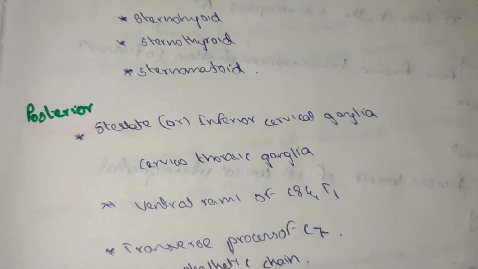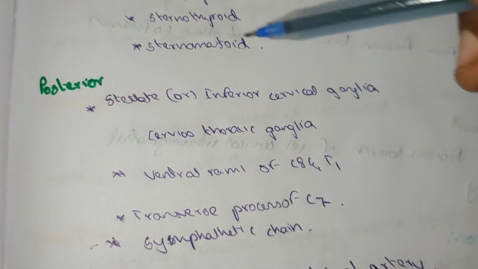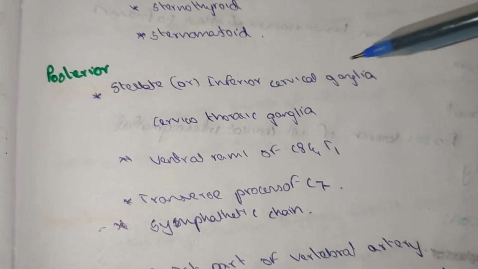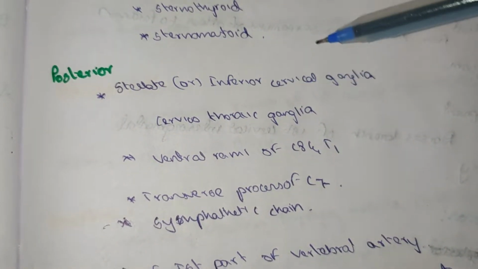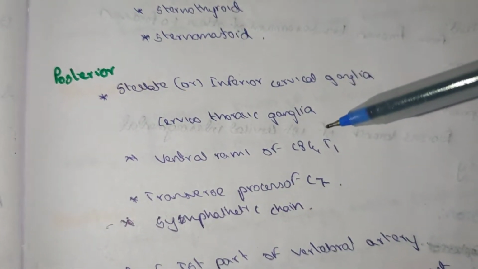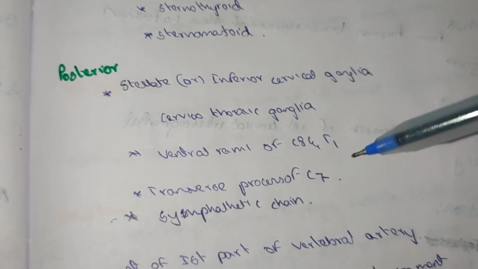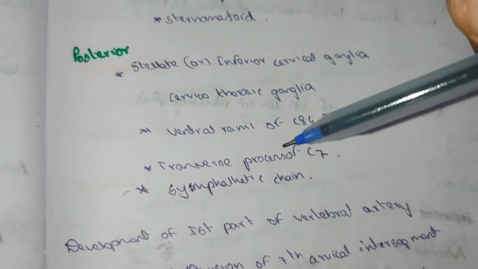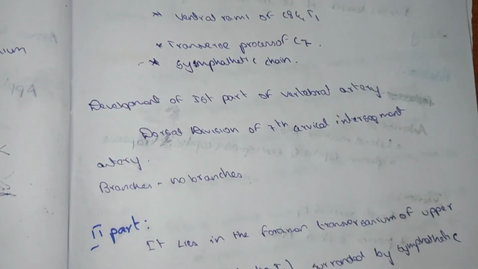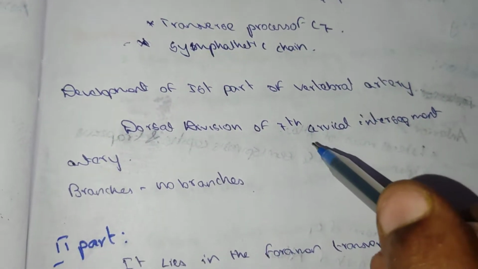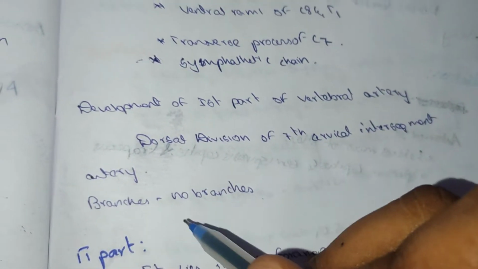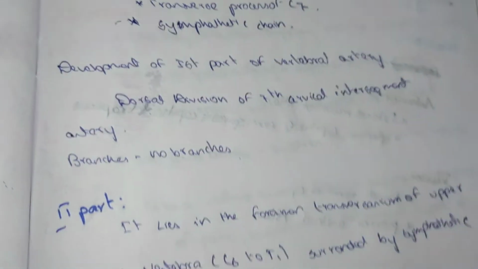Posteriorly are the stellate ganglion, otherwise known as the cervicothoracic or inferior cervical ganglion, the ventral rami of C8 and T1, the transverse process of C7, and the sympathetic chain. The development of the first part is from the dorsal division of the 7th cervical intersegmental artery. There are no branches in the first part of the vertebral artery.